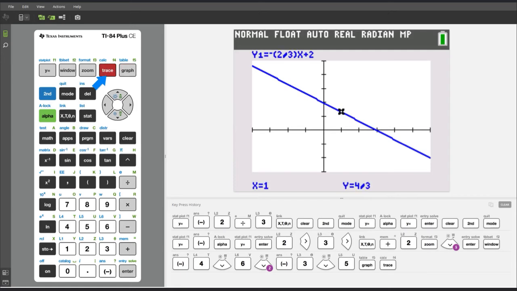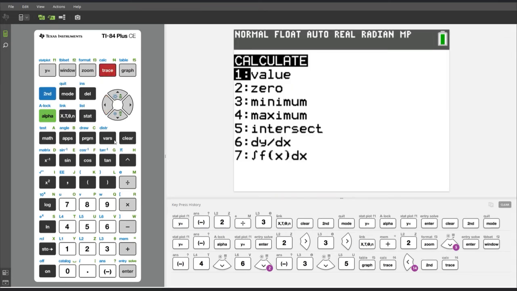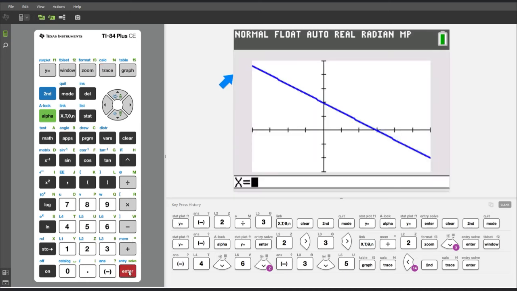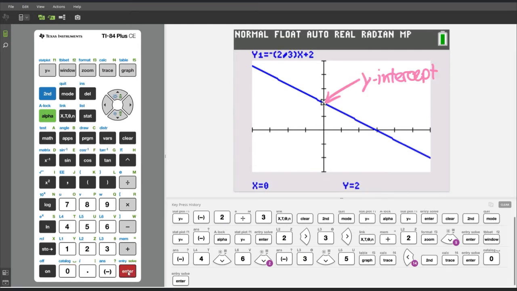I could press trace to move along the line, and I have the equation up at the top of the screen. And what I'm doing here is I'm trying to find the y-intercept, and I know that it's 2, but how come I can't get it? Well, I press second trace and enter the value, enter 0, and it will show me that the y-intercept is 2.